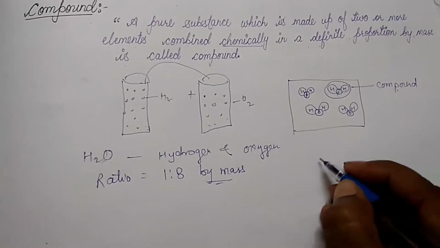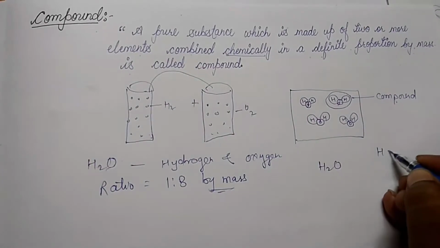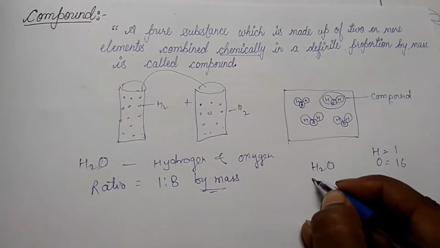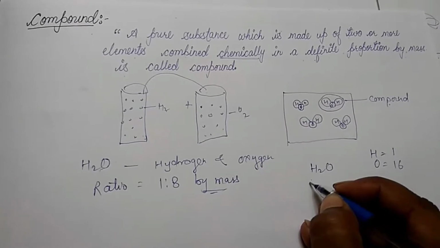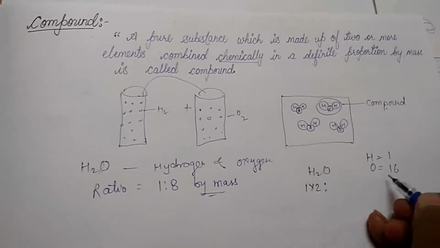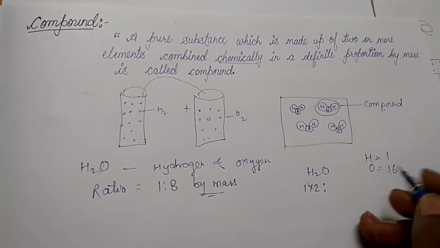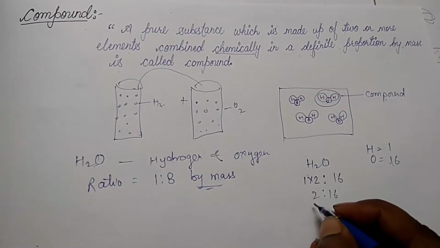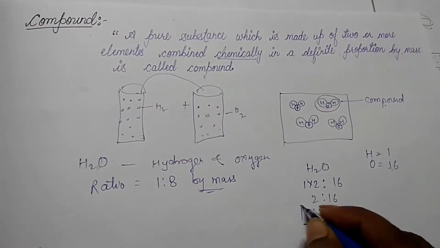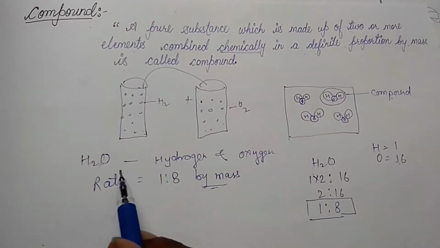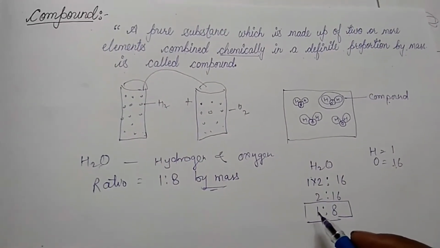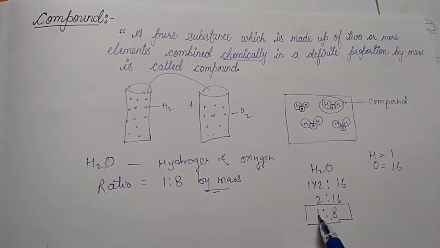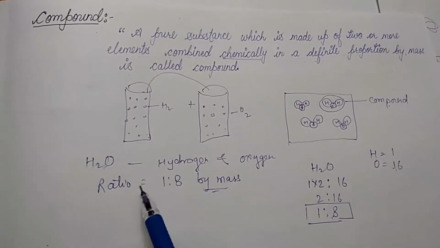How can we calculate, children? See, H2O: the atomic mass of hydrogen is 1 and oxygen is 16. Now there are 2 atoms of hydrogen, so 1 into 2, ratio 16. The atomic mass of oxygen is 16. Write it in its simplest form: 2 is to 16, which is 1 is to 8. Clear, children? It means water is always found only in the ratio of 1:8, the combination of 1 part of hydrogen and 8 parts of oxygen.